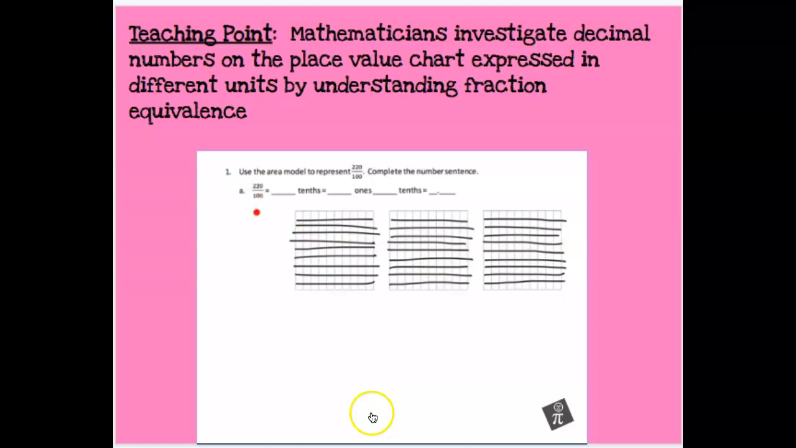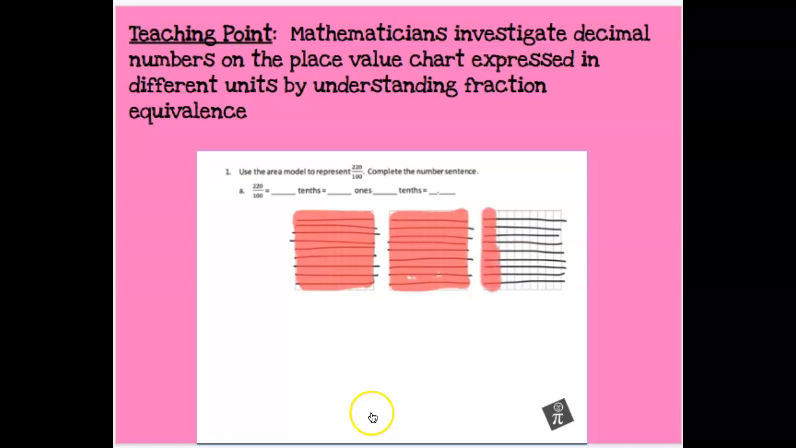And if I wanted to shade in 220 hundredths, what would I be shading in? Well, I'm going to be shading in this entire 100 right here, so that's 100, plus I'm going to shade in another entire 100, so that's 200 total. And then, because I only want to shade in 20 more, that means I'm going to shade in 2 strips. So that's going to be right here.